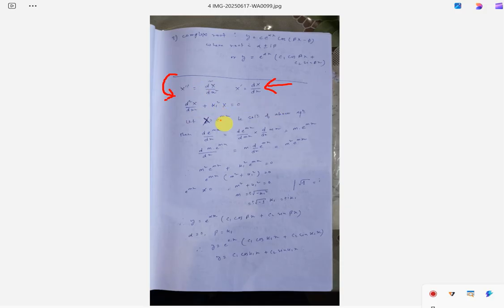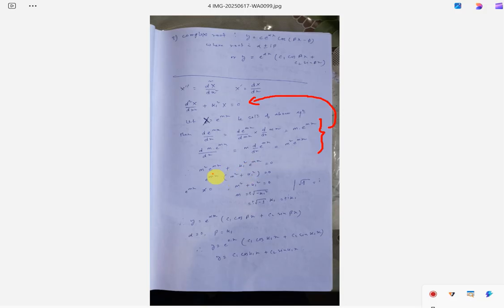And if we take y is equal to e to the power mx, then if we differentiate it any number of times, in the first term it will be m e to the power mx, and in the second term it will be m square e to the power mx. If we substitute all of these values in this differential equation, then what will we get?